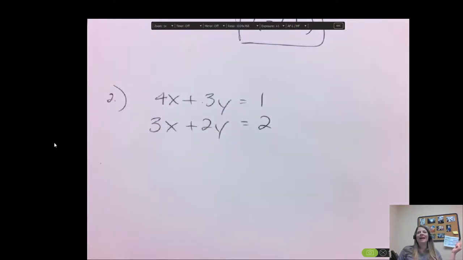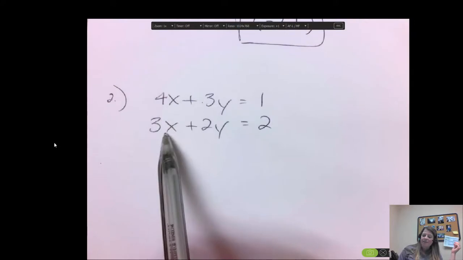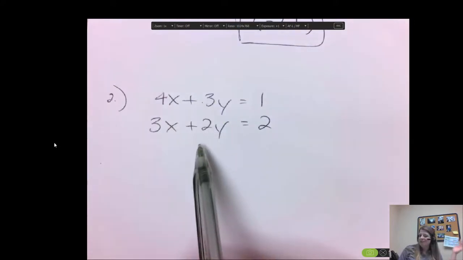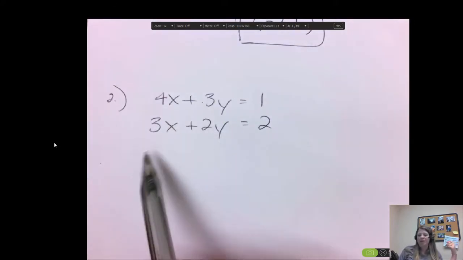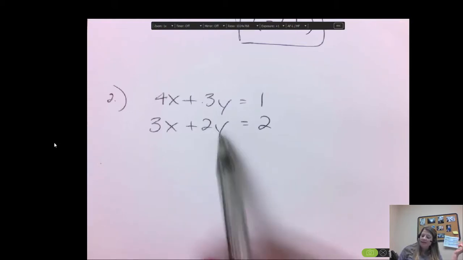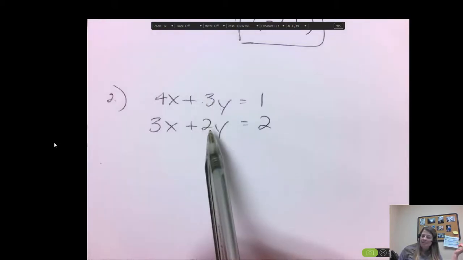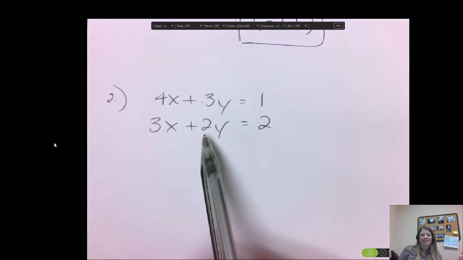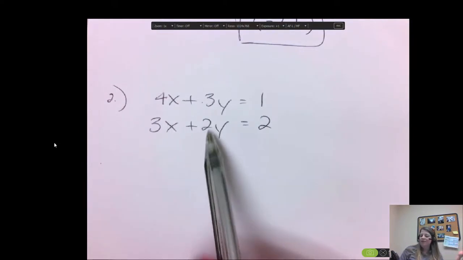So I can actually multiply an entire row by a number in order to set it up to be an elimination problem. So we can set up the x's to eliminate or the y's. Because I used the x's the first time, I don't want you to think you always have to use the x's, so let's use the y's. Basically, I need this number to be the same as this number and one to be the opposite sign.